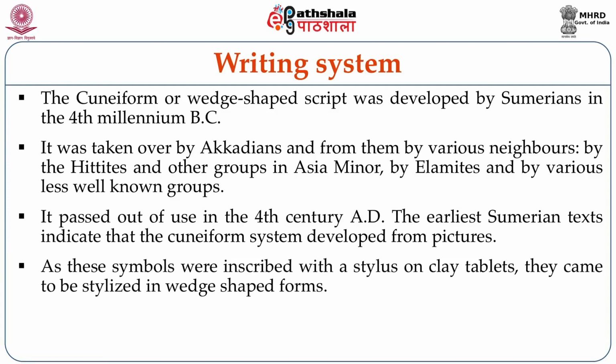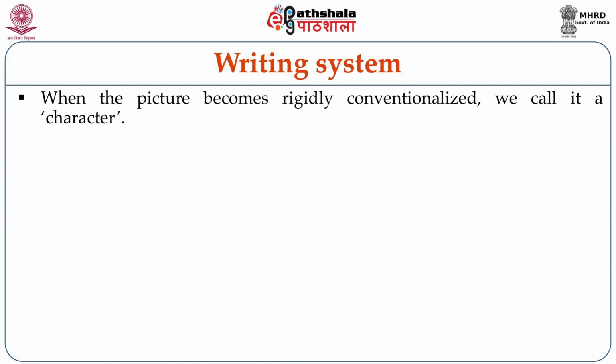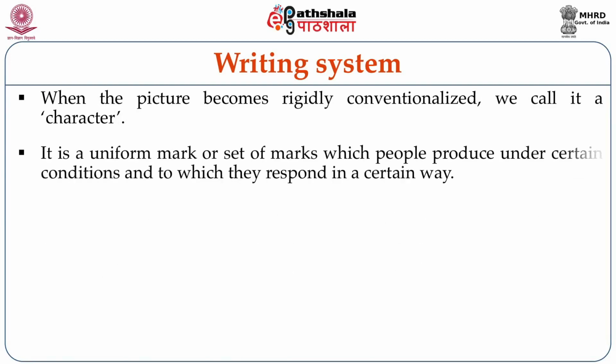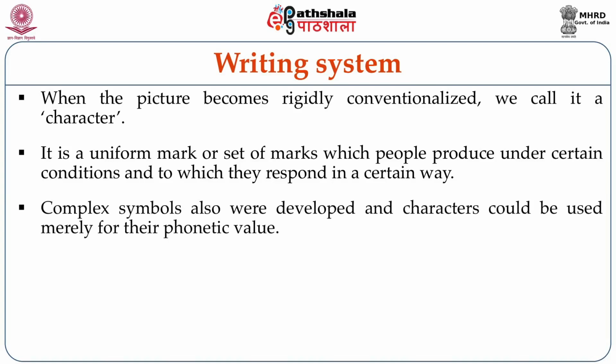As these symbols were inscribed with a stylus on clay tablets, they came to be stylized in wedge-shaped forms. When the picture becomes rigidly conventionalized, we call it a character. It is a uniform mark or set of marks which people produce under certain conditions and to which they respond in a certain way. Complex symbols also were developed and characters could be used merely for their phonetic value.